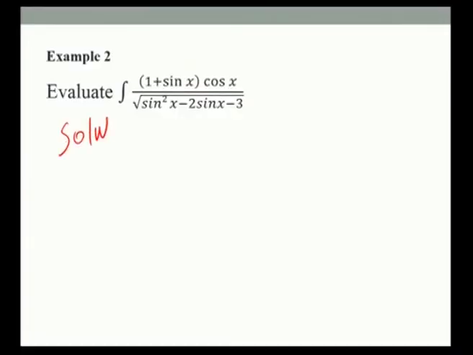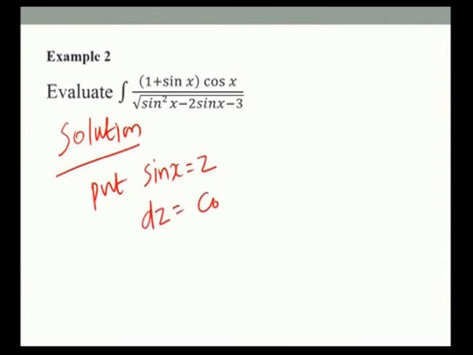In the trigonometric case, this integration involves trigonometric functions. Now let us come to the solution of this integration. The solution is by substitution. First substitute sin x is equal to z. Then find the value of dz. So dz is equal to cos x into dx.